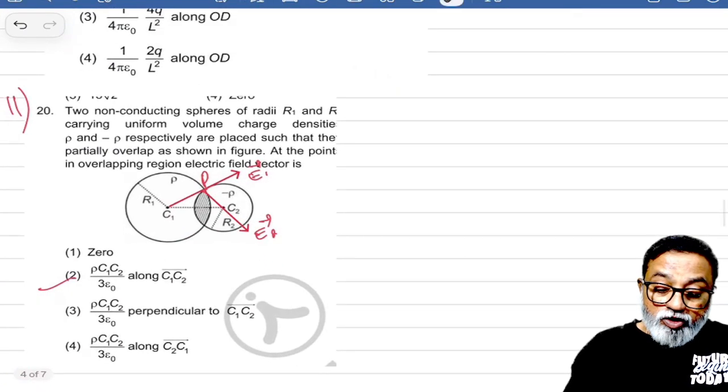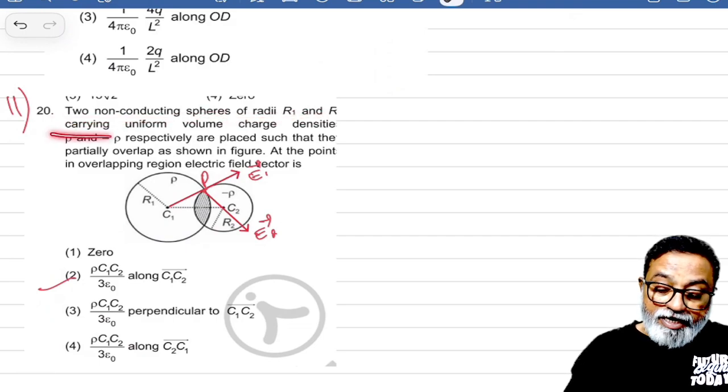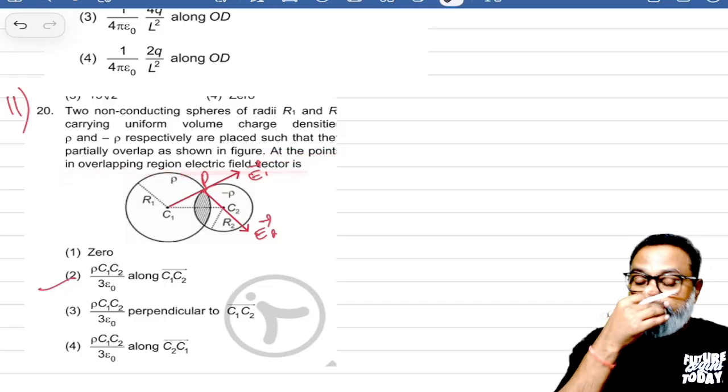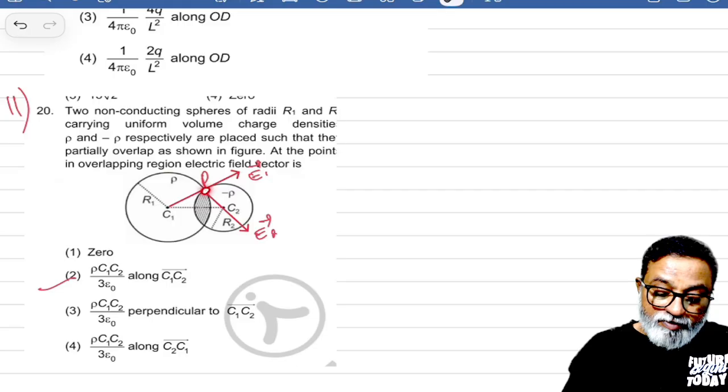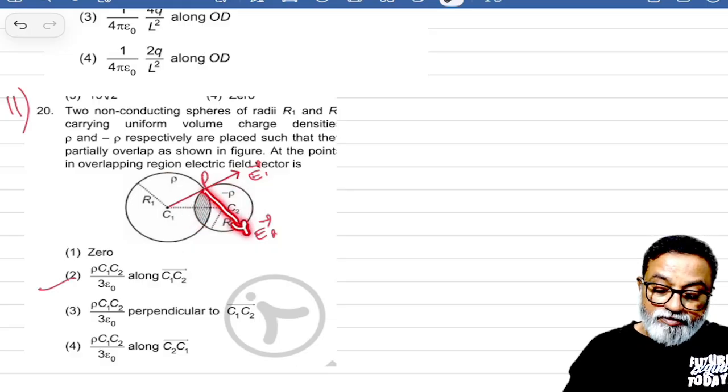Next one. Two non-conducting spheres of radii R1 and R2 carrying uniform volume charge densities rho and minus rho respectively are placed such that they partially overlap as shown in the figure. At a point in the overlapping region, the electric field vector is? For example, take point P in the overlap region. Due to this sphere, which has positive charge density, the intensity is away. And at this point, due to this sphere, which has negative charge, the intensity is towards.